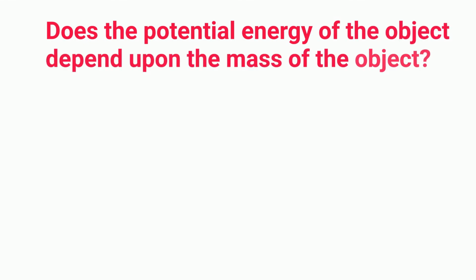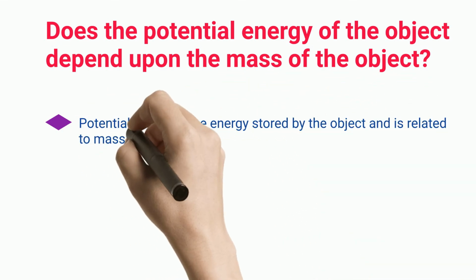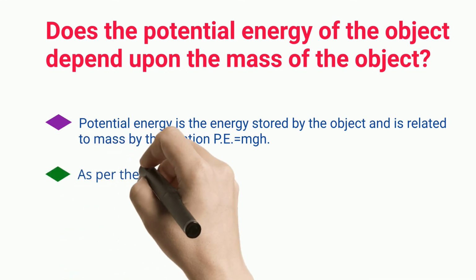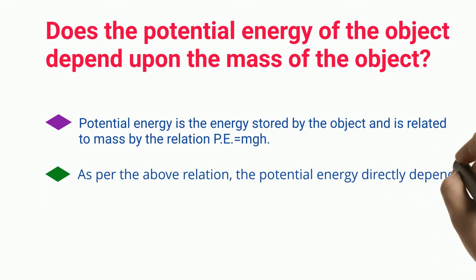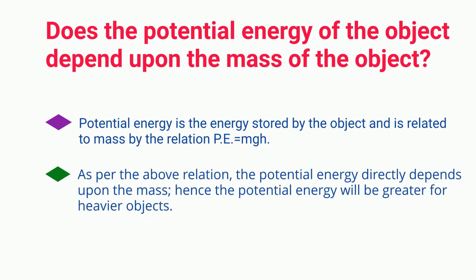Does the potential energy of an object depend upon the mass of the object? Potential energy is the energy stored by the object and is related to mass by the relation P.E equals mgh. As per this relation, the potential energy directly depends upon the mass, hence the potential energy will be greater for heavier objects.